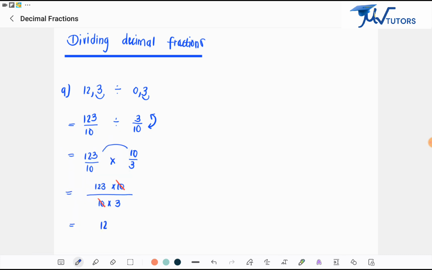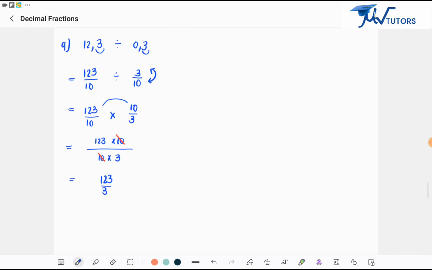Now I'm left with 123 divided by 3. Now when I said we can't run away from common or from long division, I meant this. When you have 123 divided by 3, I'm really tempted to write it in a manner like this so that I can perform the long division. You see, you can't really get rid of that.